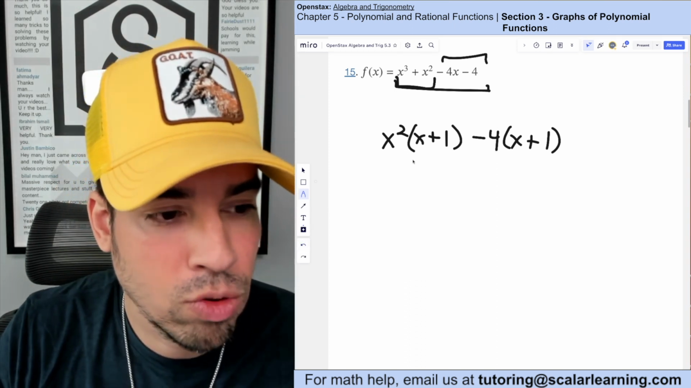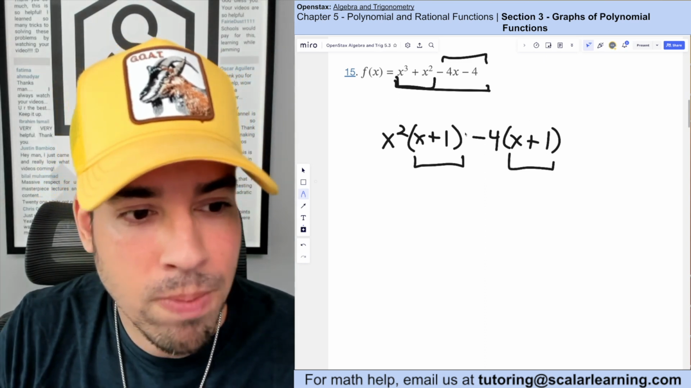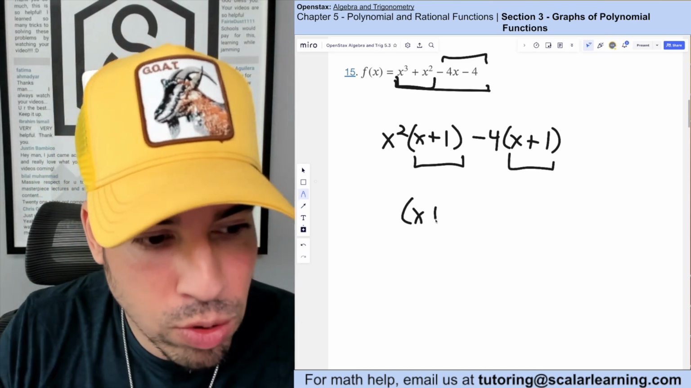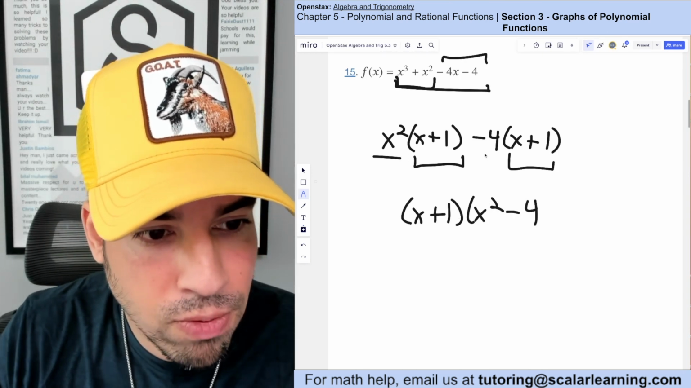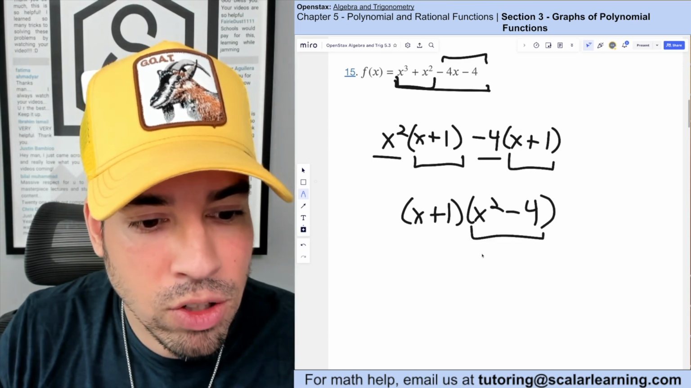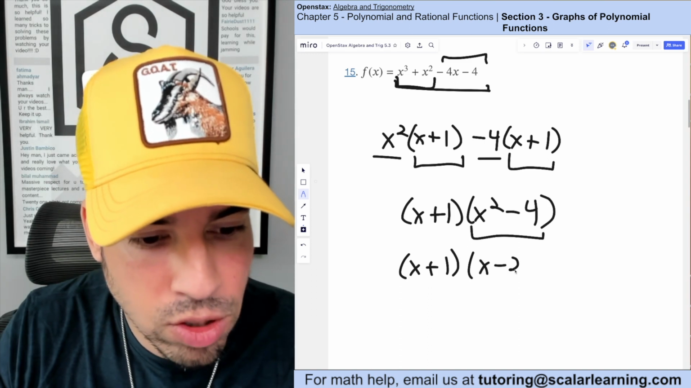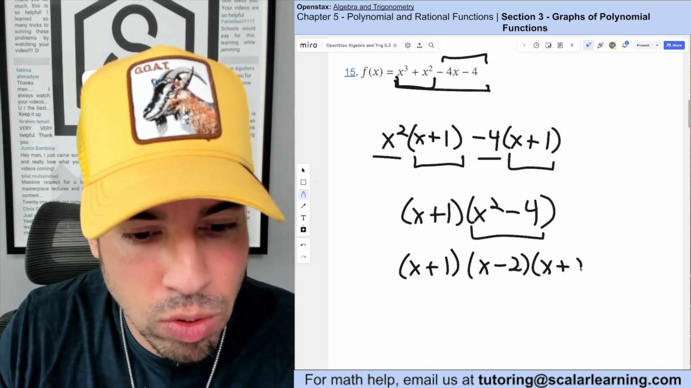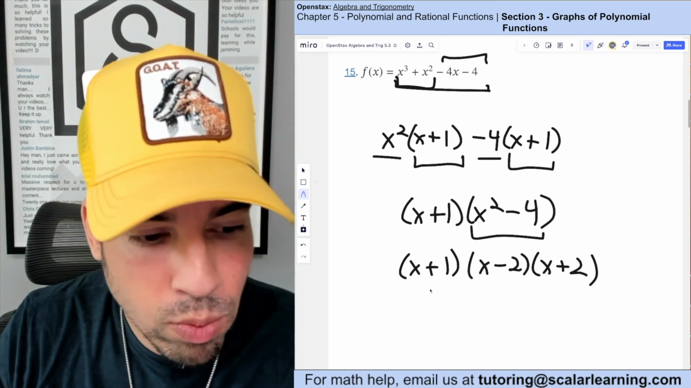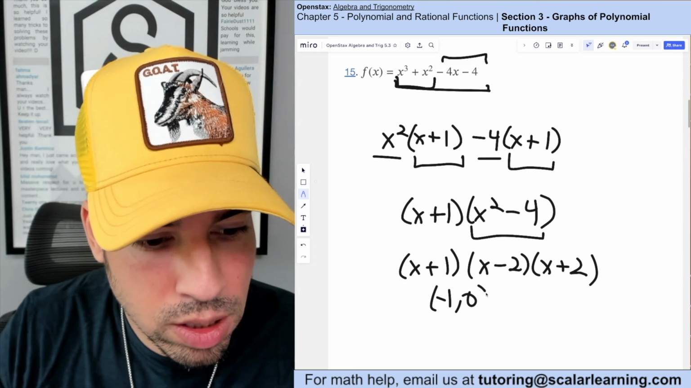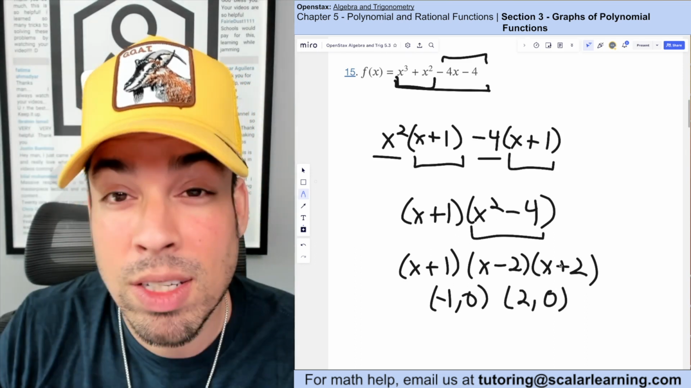So now why is this great? Because I have an x plus 1 that's common to both. Now I can factor the x plus 1 out of both of these terms. So I pull the x plus 1 to the front, and I'm left with the x squared and the minus 4 here, like so. Then I can factor this because it's a difference of squares. So I get (x plus 1)(x minus 2)(x plus 2). And this gives me 3 potential x-intercepts, right? When is this going to zero out? When x equals negative 1. When is this going to zero out? When x equals positive 2, right? 2 minus 2 is 0. When is this going to zero out?